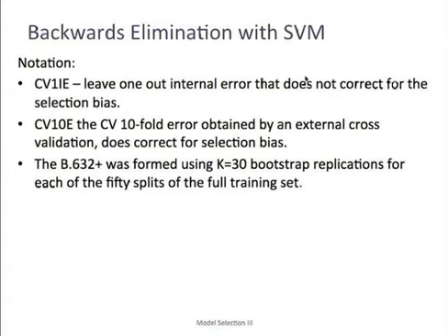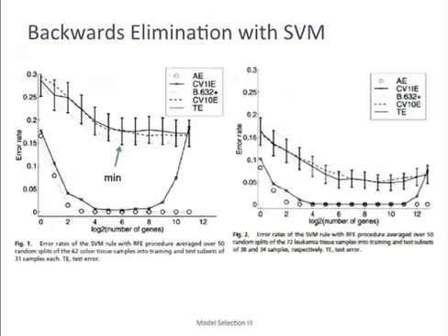Essentially, there are methods that do and do not correct for selection bias. They intentionally derive this cross-validation, leave-one-out internal error. It does not correct for selection bias. That's the important thing. Okay? So there's one that does not correct for selection bias, the rest that do. And they essentially go through and talk about these different methods.